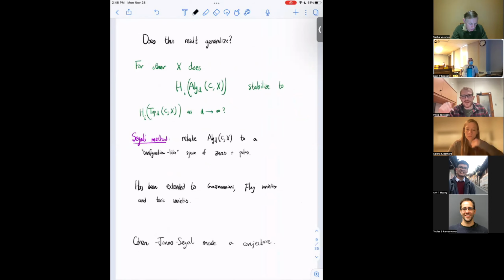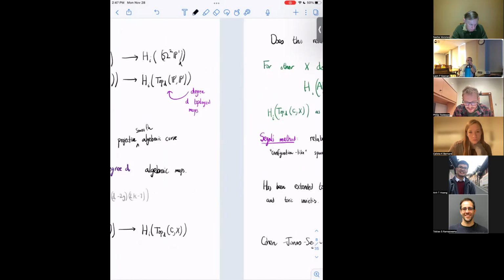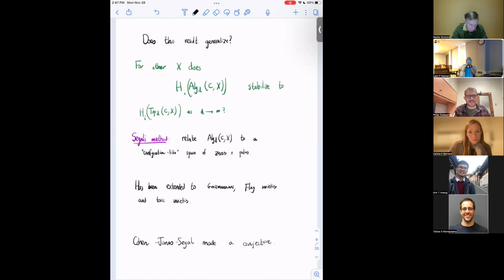So maybe that's my homotopical motivation for this result. At least in the case of PN, it's nicely connected to the theory of configuration spaces and loop spaces and things like that. And this is a natural question to ask: does this result really generalize?